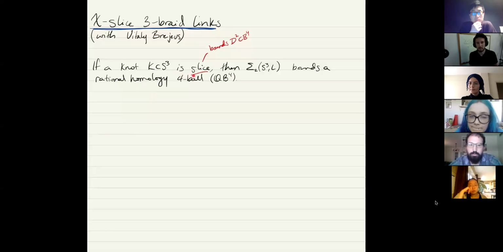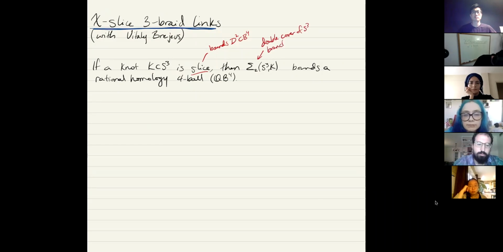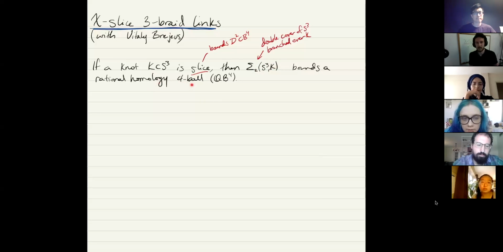So if I take a knot and it's slice, then if you take the double cover branched over the knot, that should be a K, not an L. Not ready for links yet. So this is the notation for the double cover of S3 branched over K. When I do that, whenever I have a knot, this is automatically going to be a rational homology three sphere, and it will bound a rational homology four ball.